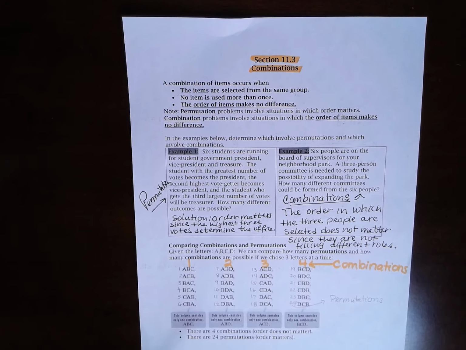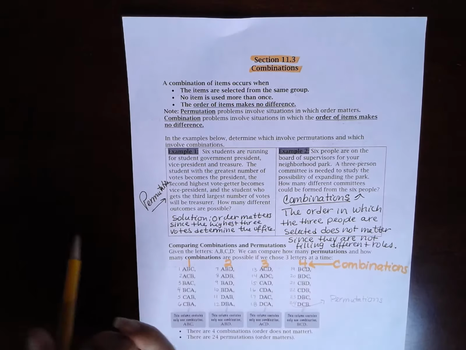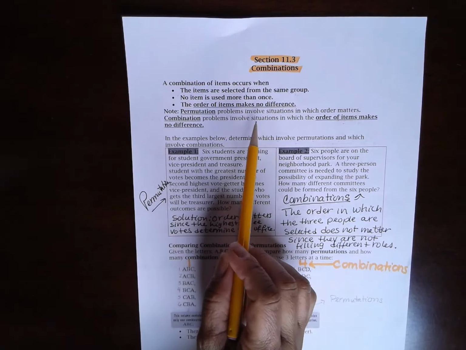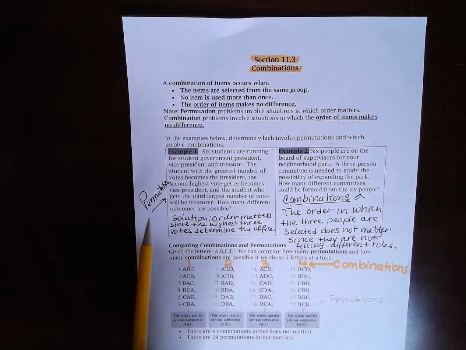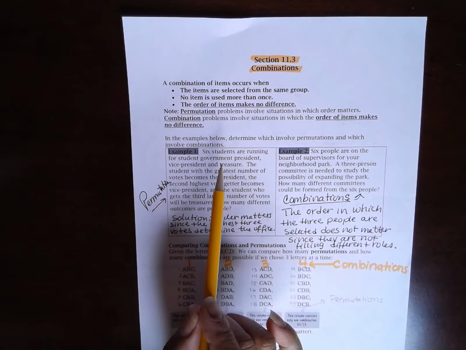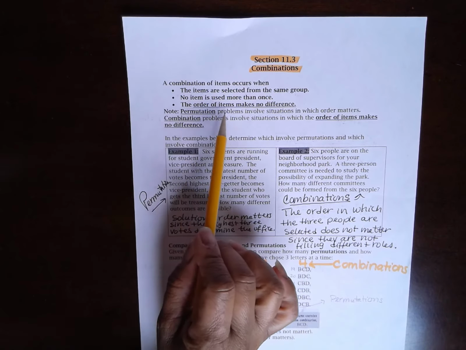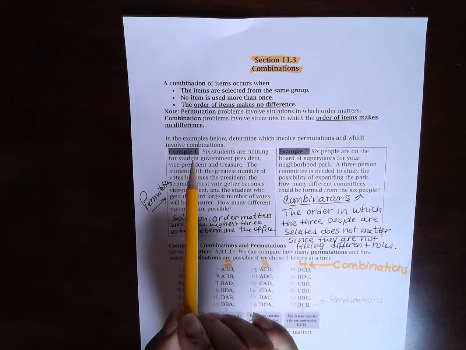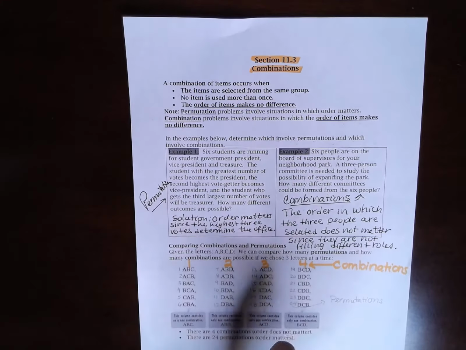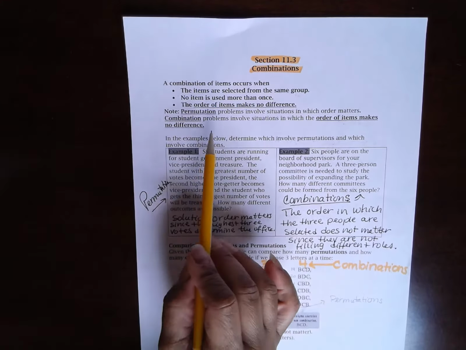In this video, we're going to go over section 11.3 lecture notes about combinations. A combination of items occurs when the items are selected from the same group. No item is used more than once, and the order of items makes no difference. So the order is not important. This is different from permutation.